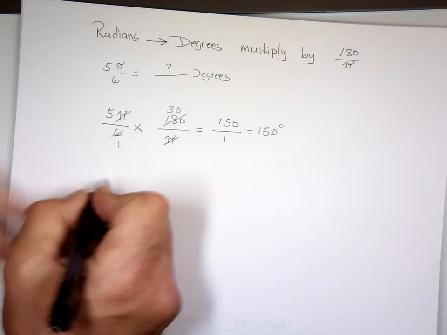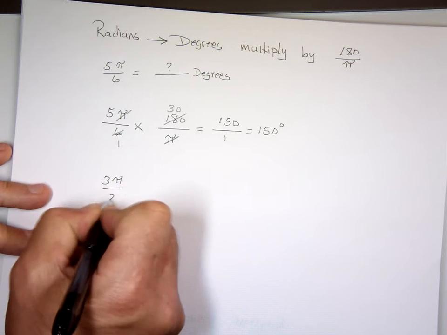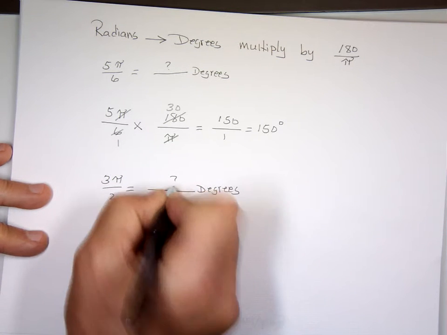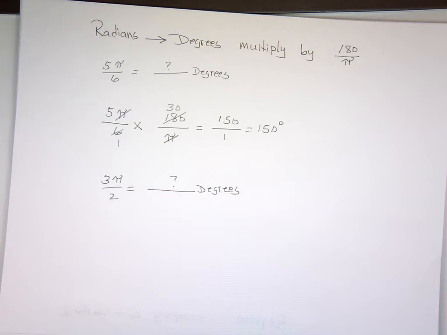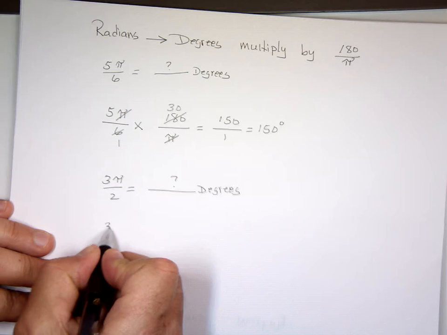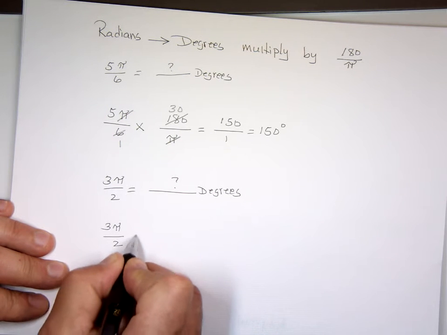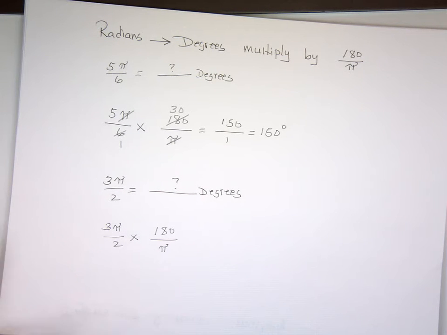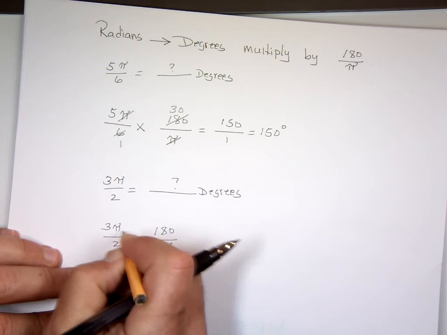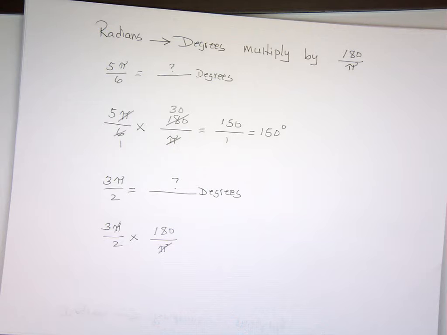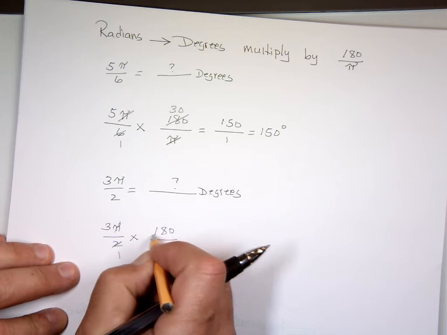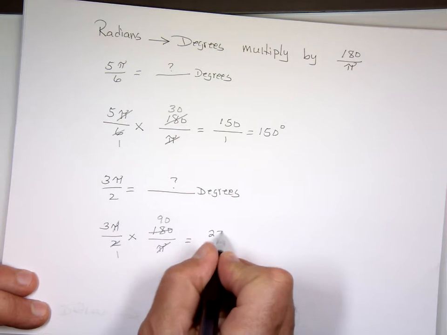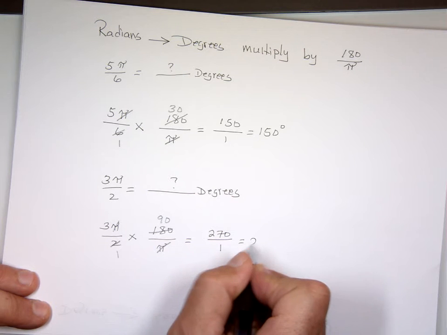Three pi over 2. How many degrees is that? Three pi over 2 times 180 over pi. The pi cancels the pi. Top and bottom you can cancel the 2 and the 180. By 2 this is 1. By 2 this is 90. What is 3 times 90? 270 divided by 1 is 270 degrees.